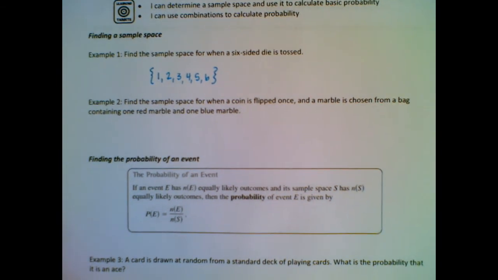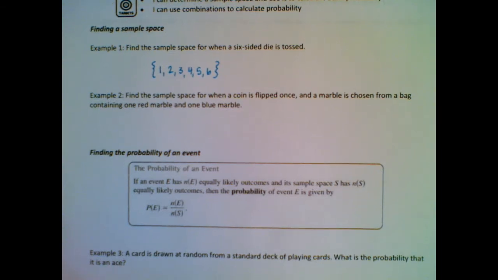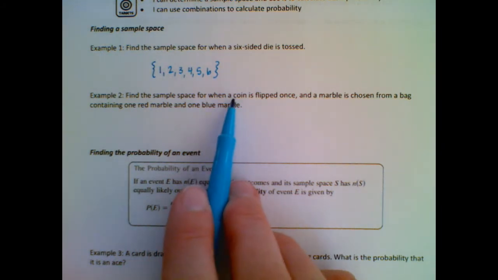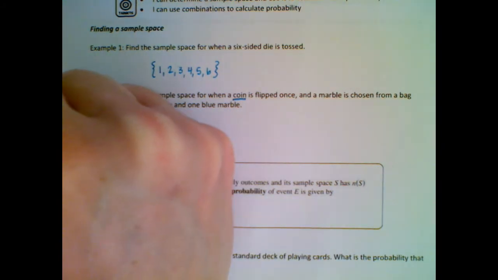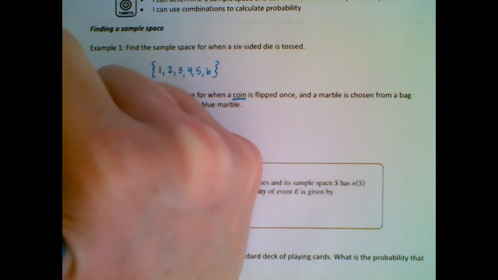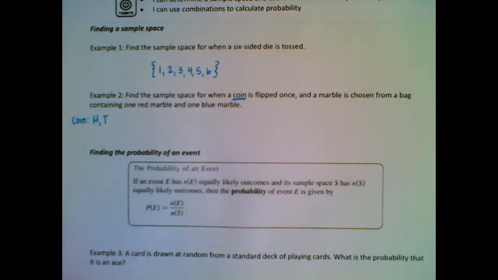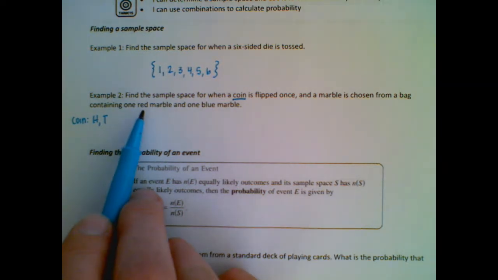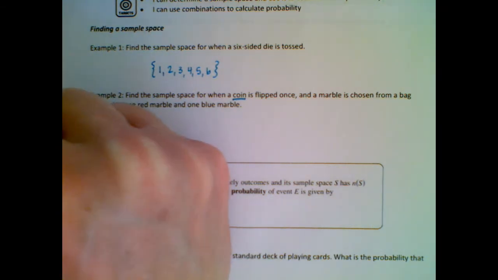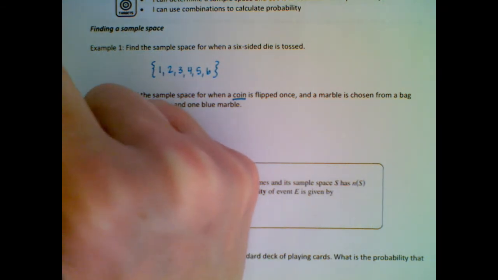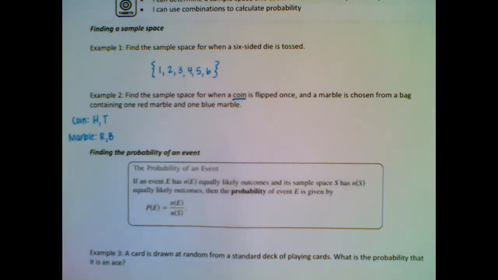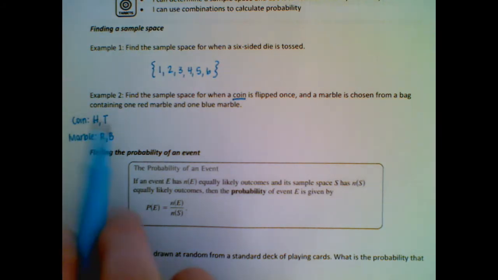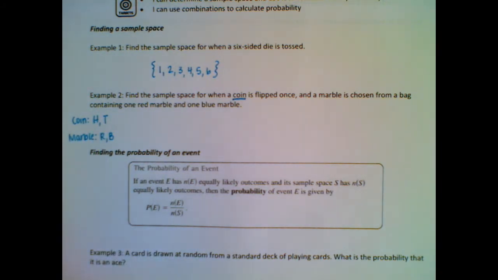Well, let's ramp it up a little bit. What happens if we want to flip a coin and choose a marble from a bag? There are basically two things that can happen when a coin is flipped. I could end up with heads or I could end up with tails. When I choose a marble from a bag, there are also two things that can happen. I could get a red marble or a blue marble, so I'll label these as R and B. It's asking us what the possible things are that can happen between these events: the heads, the tails, the red, and the blue.